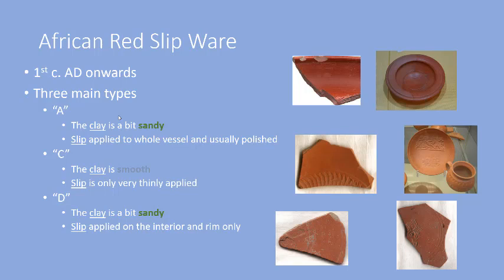So A, C, and D each have a slightly different texture of clay and a different way of doing things. For example, like D, you'd see the slip is only applied on the interior and the rim. But in C, the clay is smooth. So if you're a Roman pottery expert, these are all things that you need to look for.